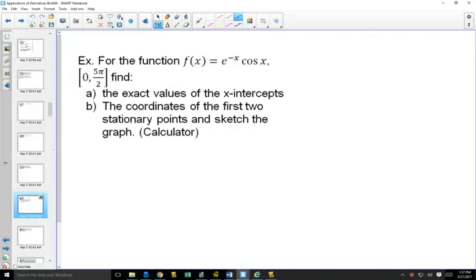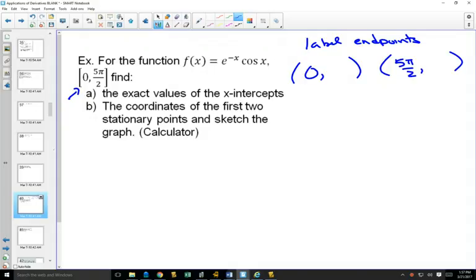Now, for this function, they give us a specific domain. So we want to graph this from 0 to 5 pi over 2. So the first thing, when a domain is given, you will also have to label your endpoints. So when we're going to sketch this, we're going to want to label what happens at the endpoints of our domain. In other words, what happens when x is 0? And what happens when x is 5 pi over 2?